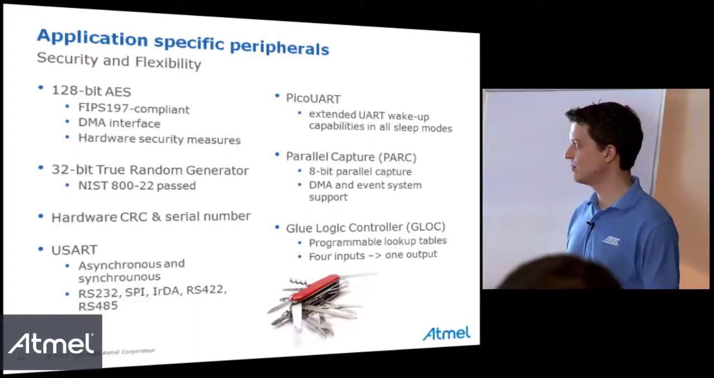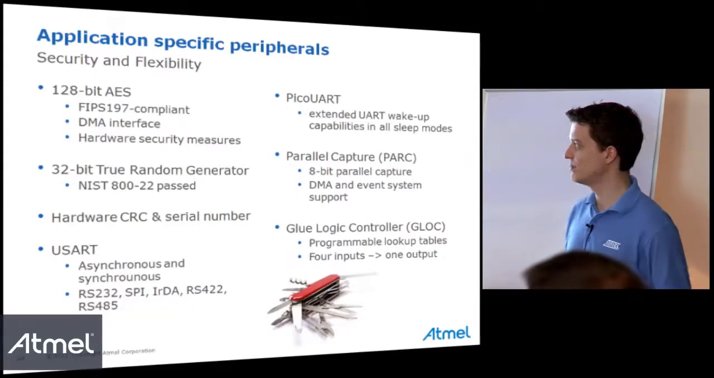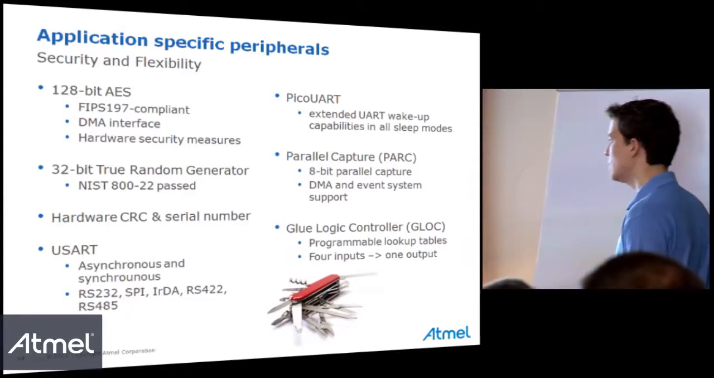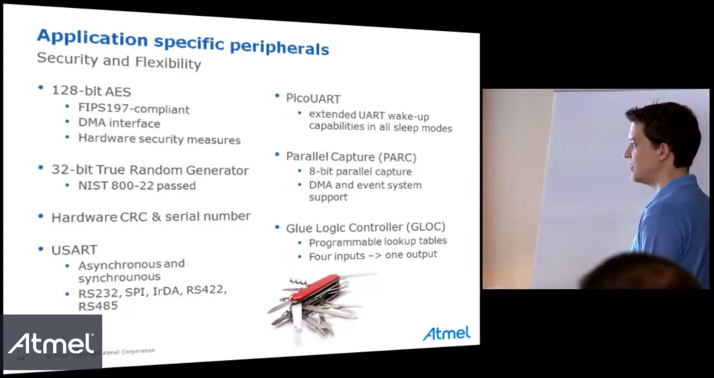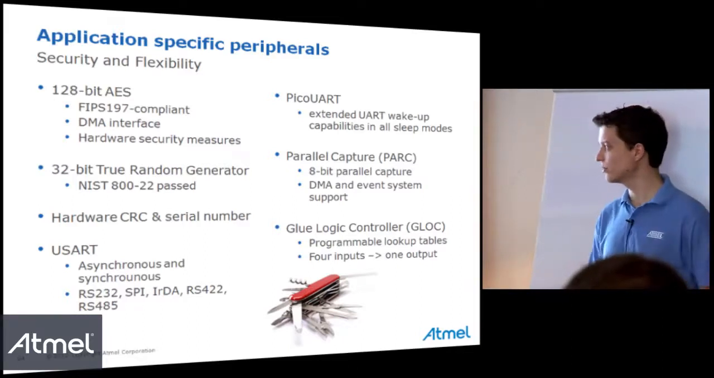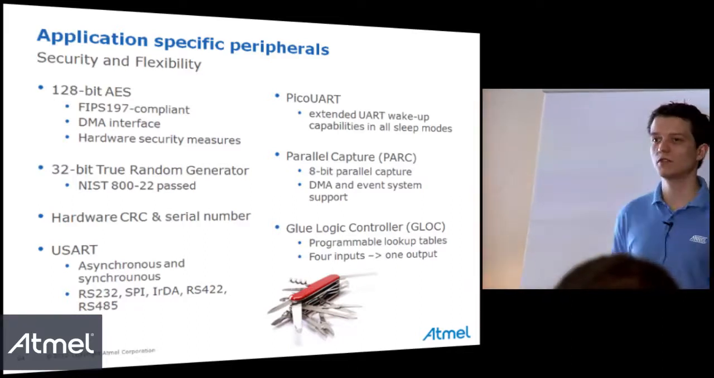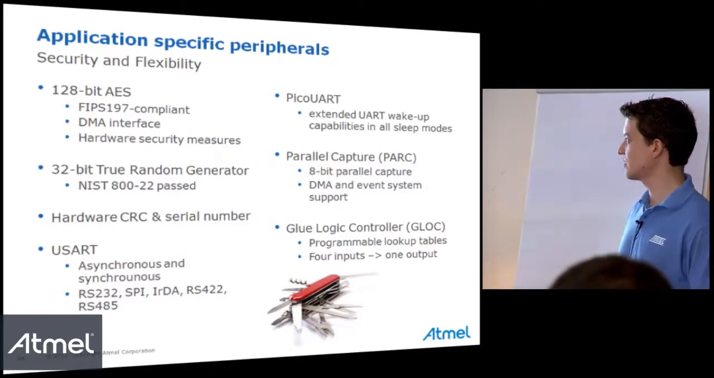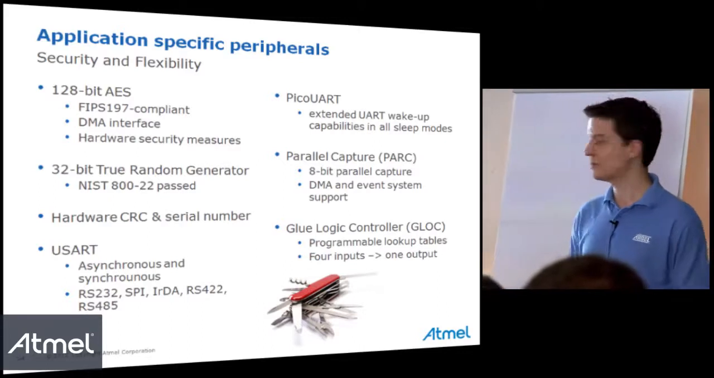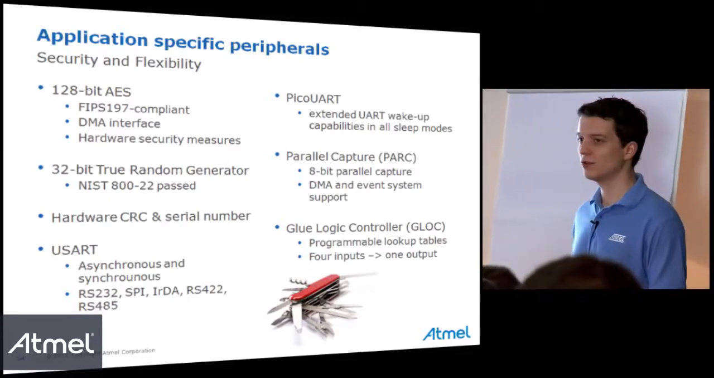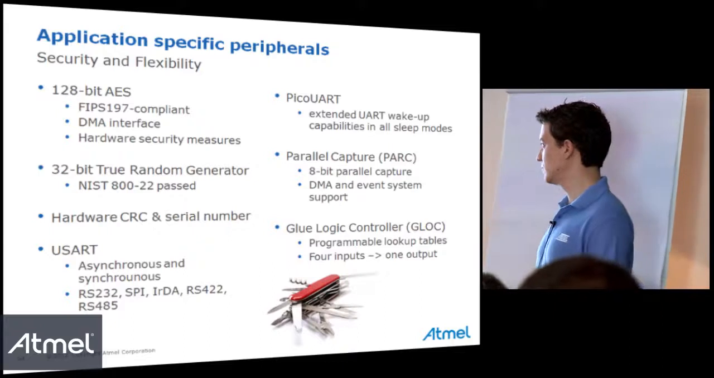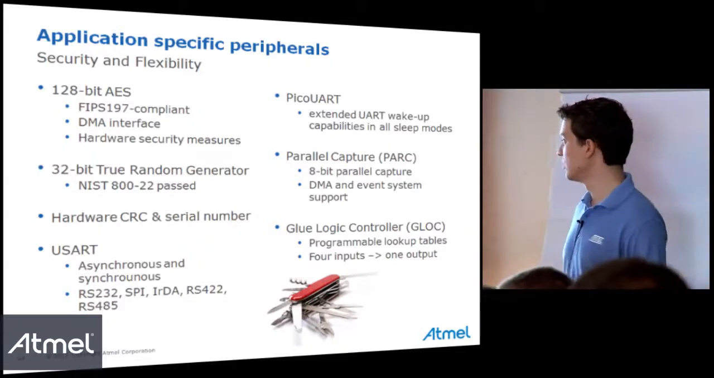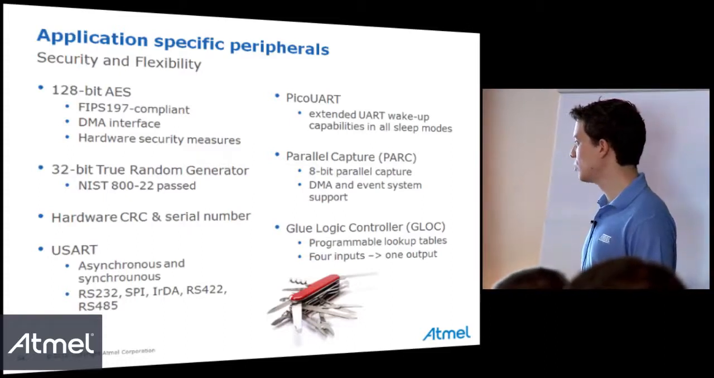Concerning security and flexibility, we have 128-bit AES, a 32-bit true random number generator, a hardware CRC and serial number, a UART, a Pico UART. We call it Pico UART because it mainly adds some low power features such as extended UART wake-up capability, and a parallel capture. This parallel capture allows interfacing a CMOS sensor with the device.